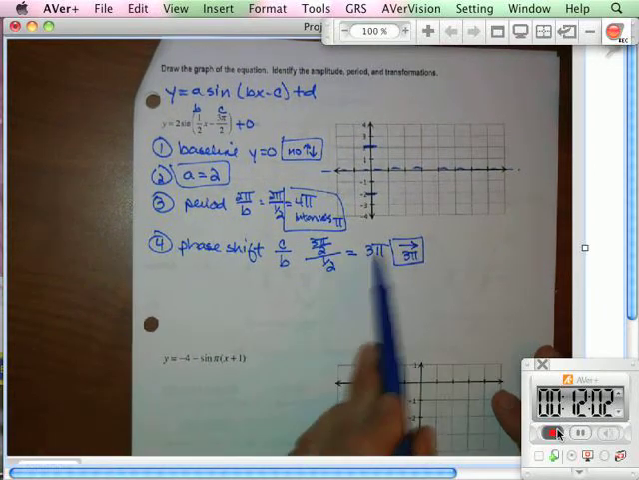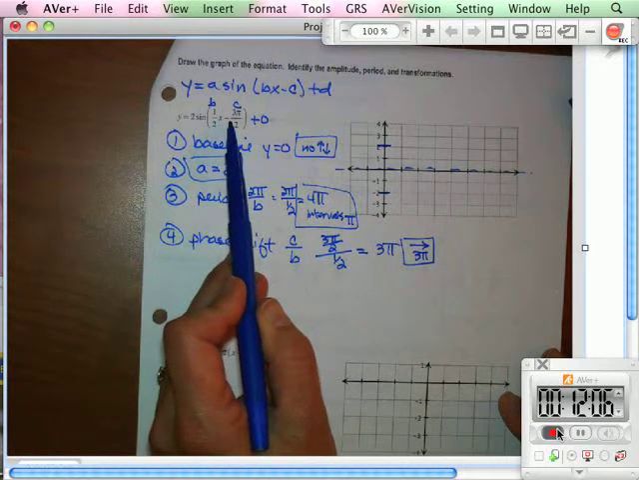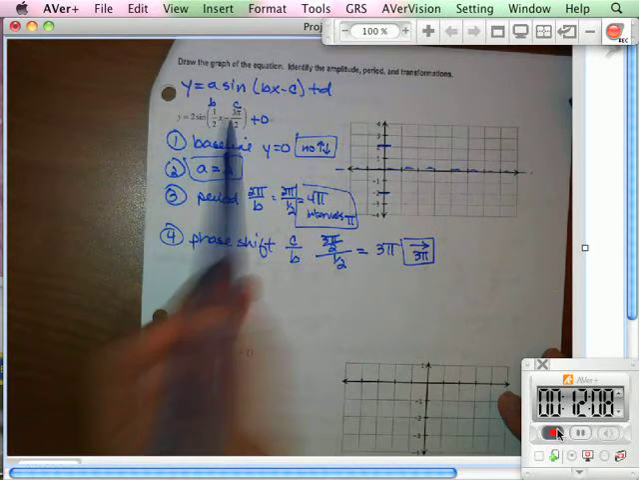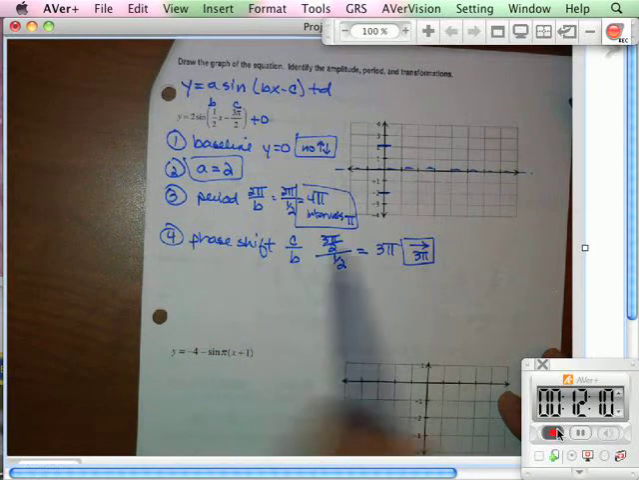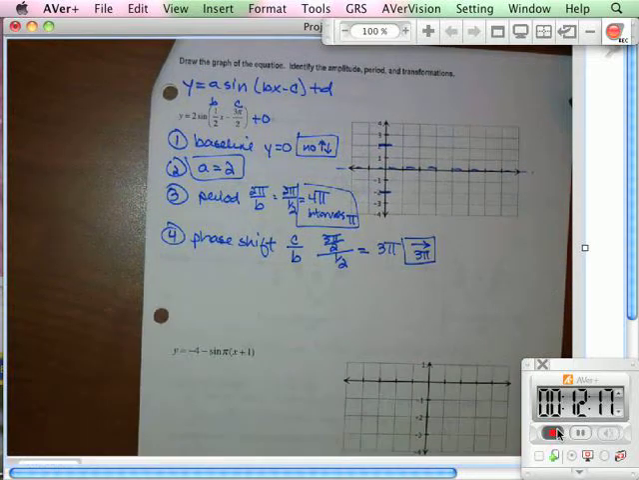Because this is positive. Let's say this was a plus here. Yes, let's just say it was a plus. Then this would be negative, and that would make this negative, which would tell you you go to the left. Okay? All right. You may not need to do endpoints again, but I'm just going to do them.